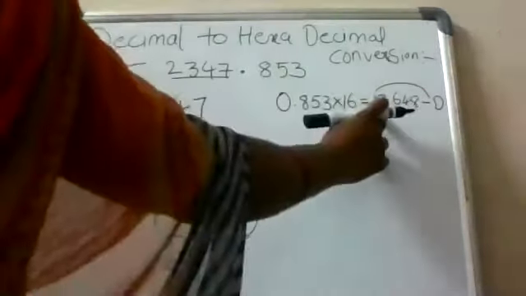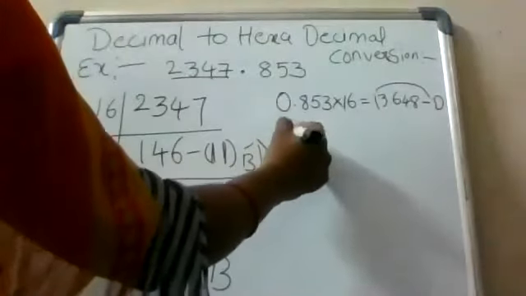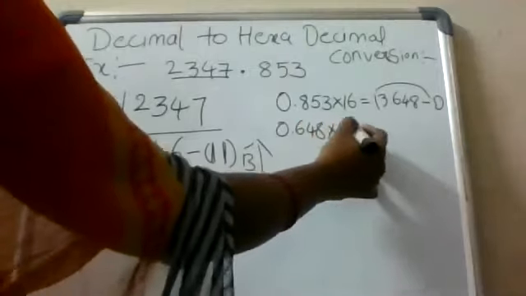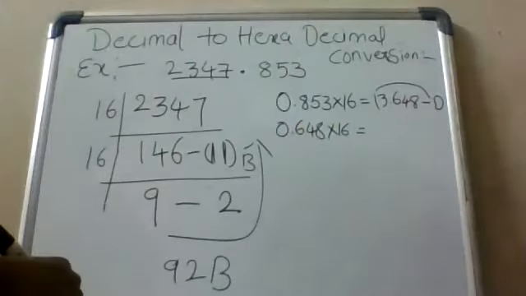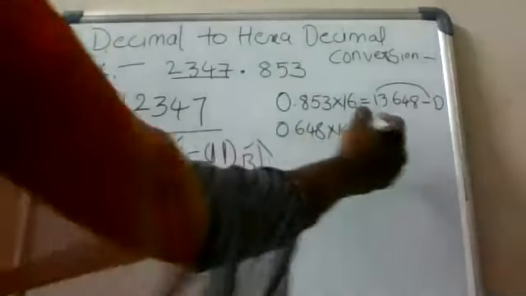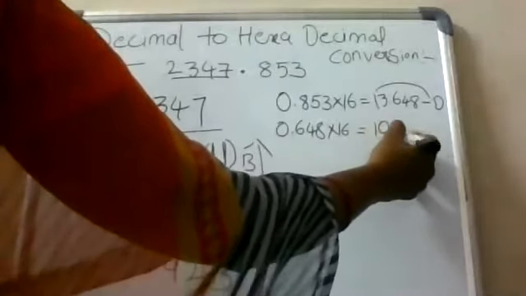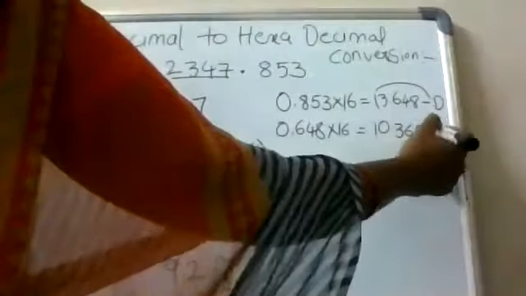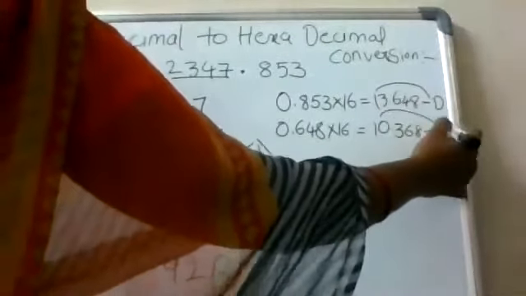Next, 0.648. Again multiply by 16. We get 10.368. 10 means the remainder is 10. 10 means A.